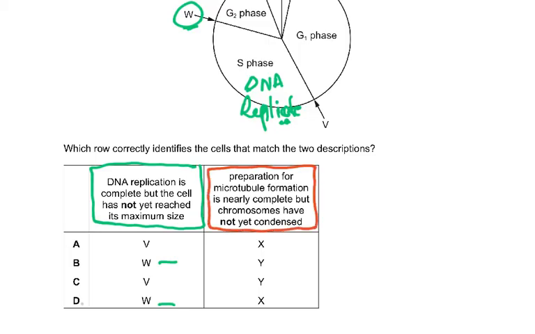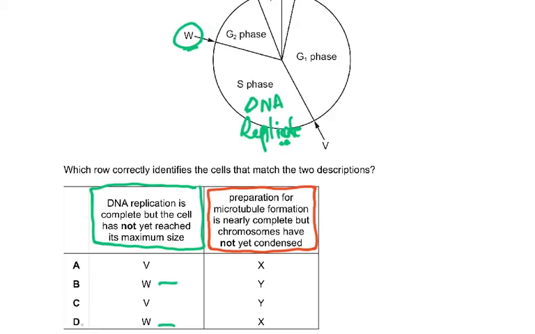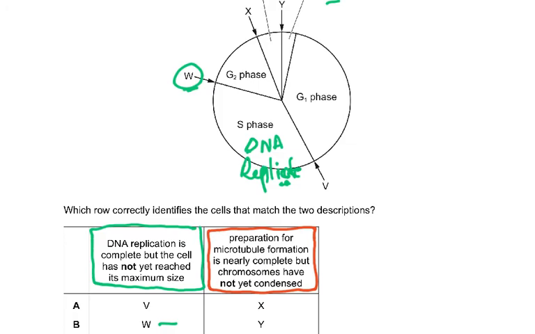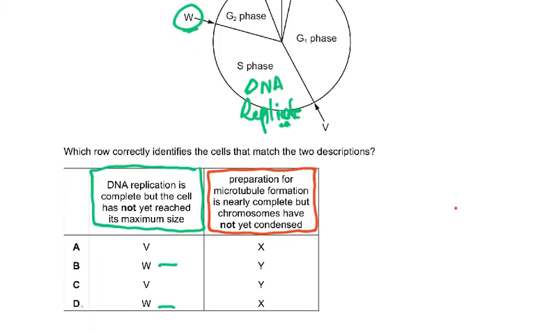When did I say they condense? Prophase. Prophase starts at X, but they have not condensed. So that's why the answer is D. X, prophase, has not yet condensed, and W for this point is DNA replication, and this is for this point here.